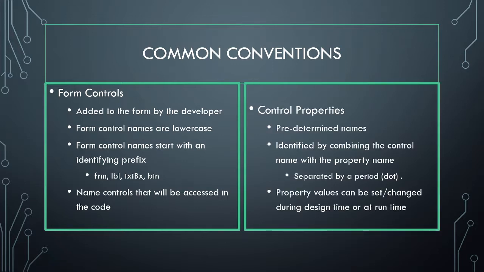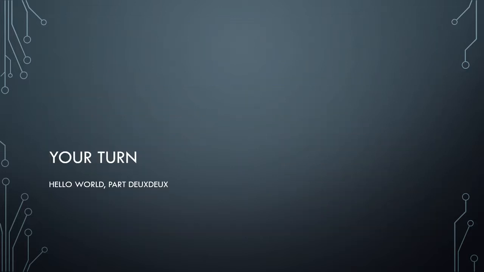The properties for the controls are predetermined. Whatever capabilities and properties that control has, those are the properties we'll be able to use. They're identified by combining the control name with that property name, so these property names come after that dot. Our property values, again, as we've looked at, can be set and changed during design time of our form or at runtime. So we're going to do part of our Hello World application.